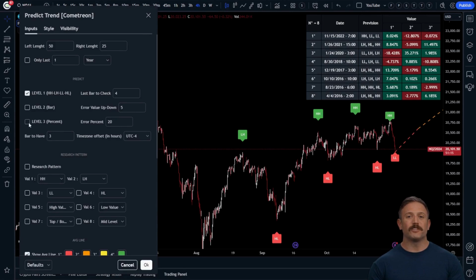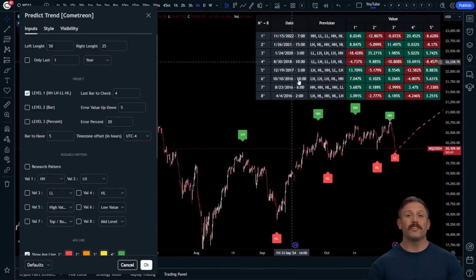Level 3 allows you to check the percentage distance between levels to ensure that the values are equally distant from each other. Here too you can add an error percent. For example, by entering a value of 20 with a distance between 2 levels of 10%, the allowed percentage distance will be between 8% and 12%. To choose how many values after each pattern to display in the table, simply change the value of bar to have. To display the exact start time of the pattern, enter the chart's time zone in the input.